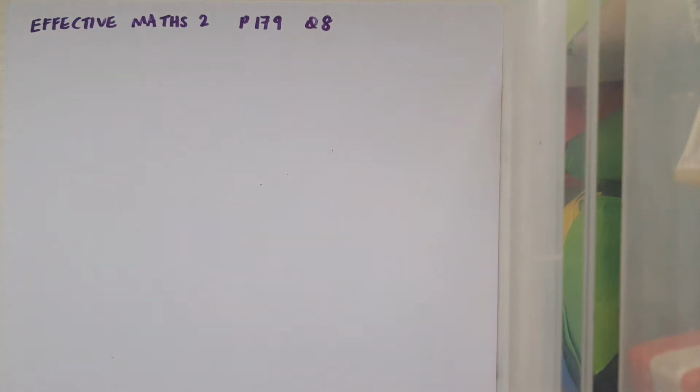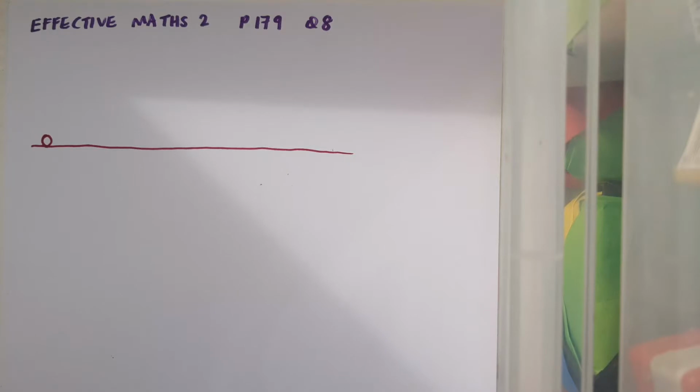This video gives a solution to Effective Maths 2, page 179, question 8. In this question, we start with the ball on the ground and it gets projected vertically up into the air. Once it reaches this height, it falls to the ground and rebounds.